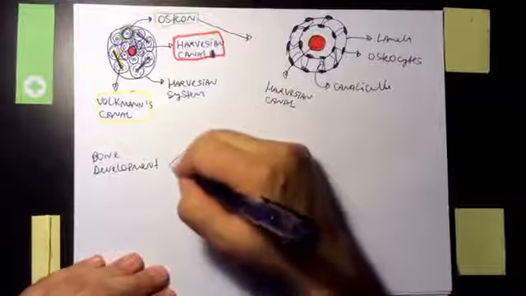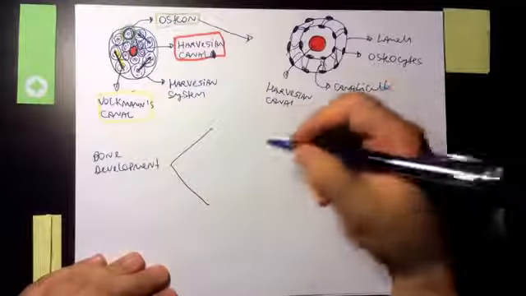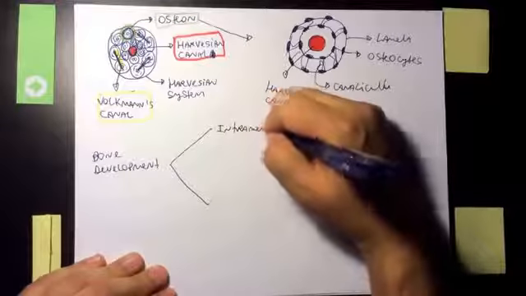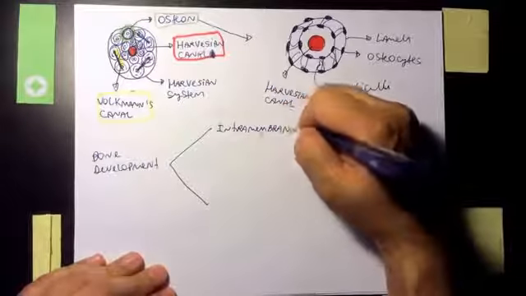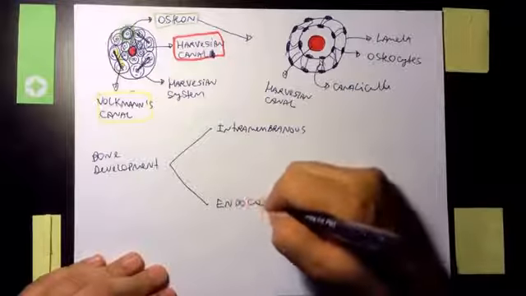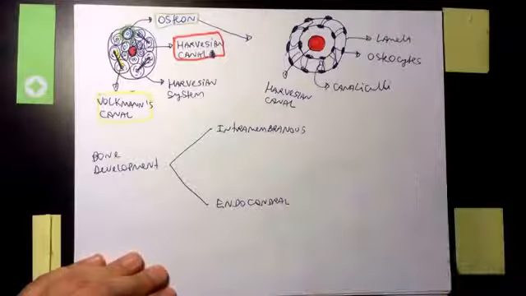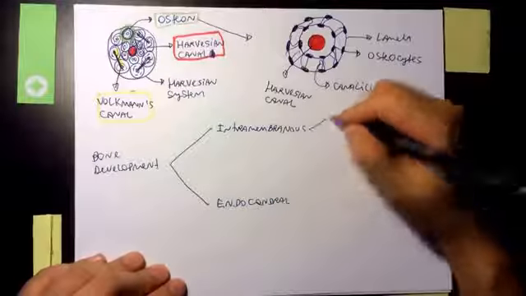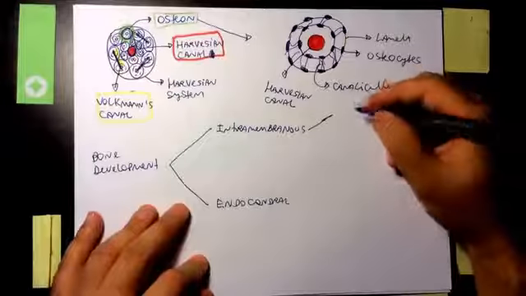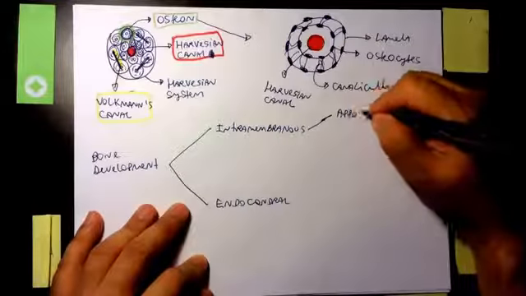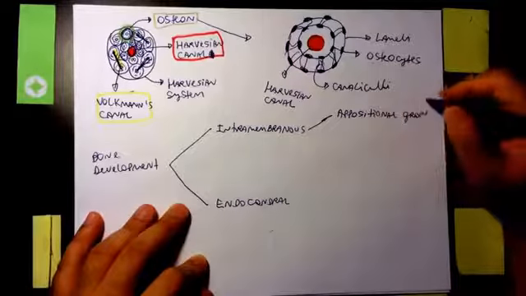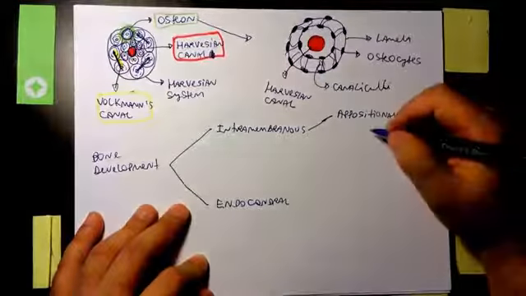In bone development, we can have two types of development. One is intramembranous, which is how our bone grows. And the other one is endochondral. Well, intramembranous ossification is appositional growth. That means it grows in layers.